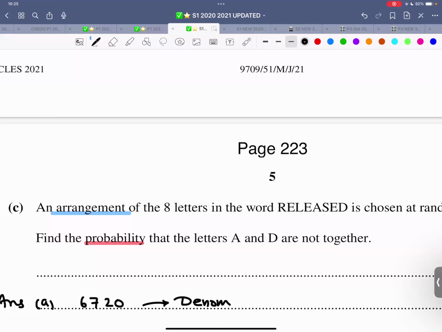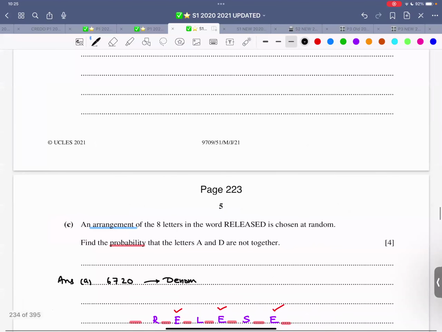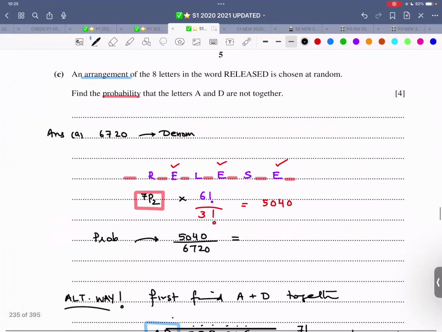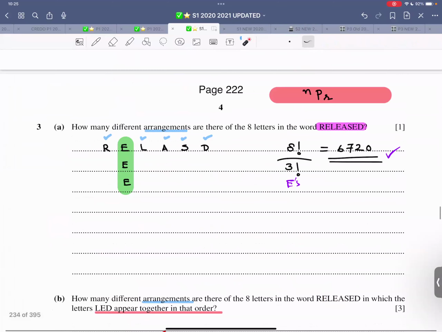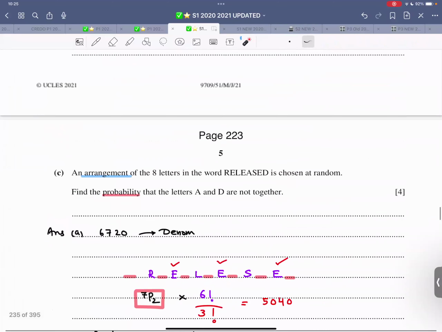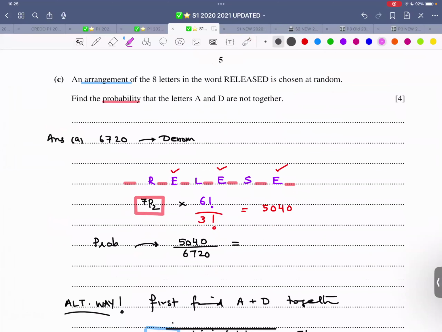So now over here, it says an arrangement of 8 letters of the word RELEASED is chosen at random. Find the probability. That means don't forget to divide by the denominator, which is 6720, the answer of part A. That becomes the denominator. Now it says the letters A and D are not together. That means these 2 letters are separated.